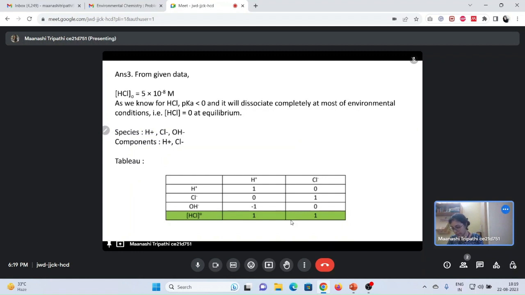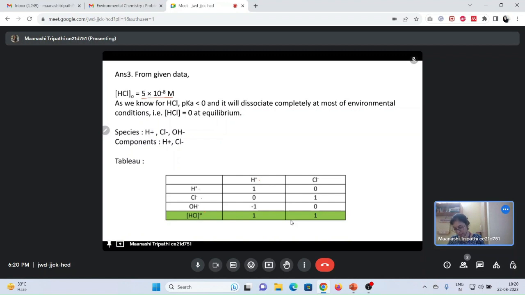So HCl is 5 times 10 raised to the power minus 8 molar. This is the initial HCl. The not is representing that. pK is less than 0, so it will dissociate completely, meaning HCl is 0 at equilibrium. So what are the species? H plus, Cl negative and OH. That is why we are not taking HCl here, because it will be 0. So these are the components and these are the species.